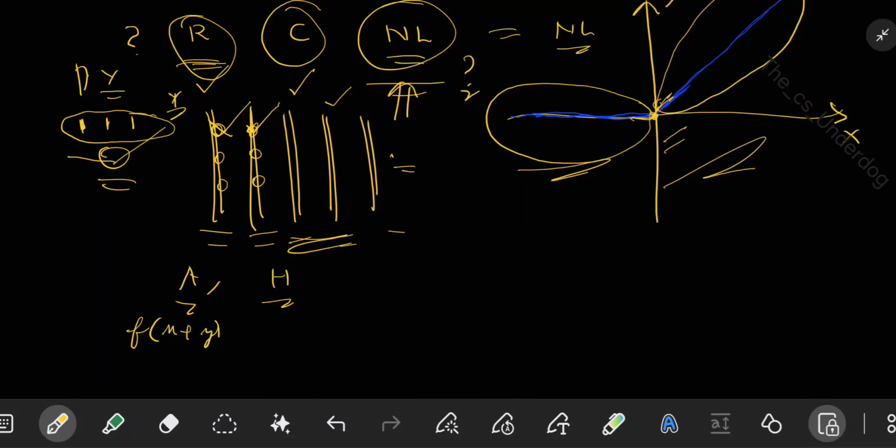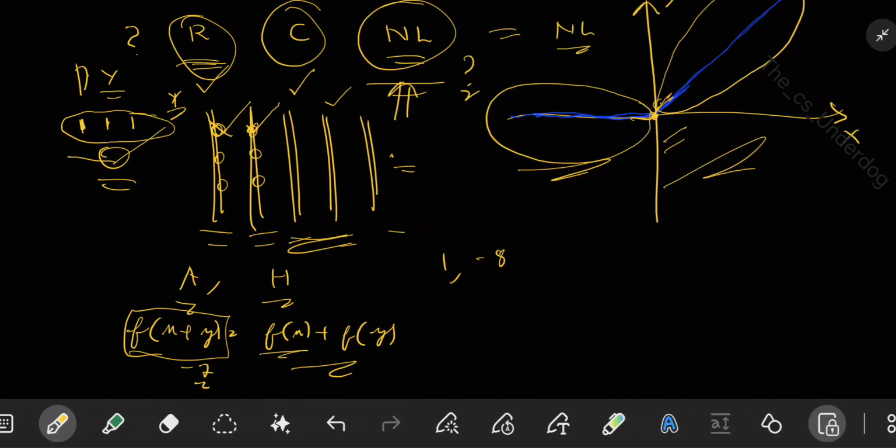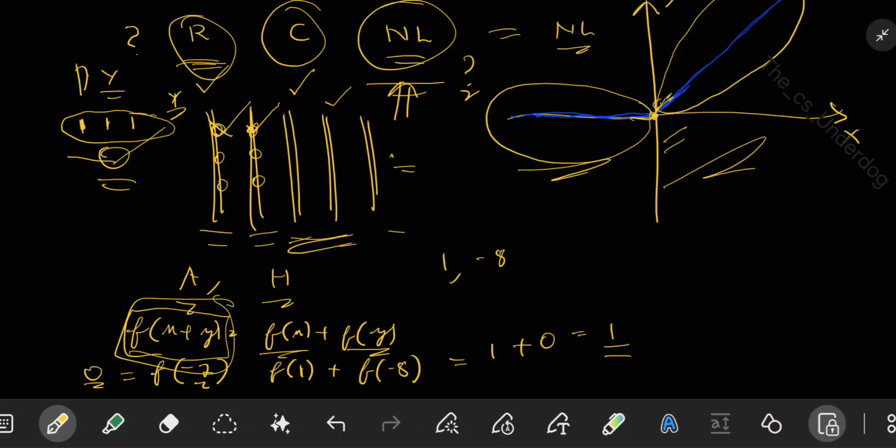Additivity says f of x plus y is equal to f of x plus f of y. If this is not followed, it is not linear. Let us take an example: x is equal to 1 and y is equal to -8. If you add them, f of x plus y is f of 1 plus -8, which is f of -7. F of -7 will be 0, because for negative values, ReLU is 0. But f of x plus f of y is f of 1 plus f of -8. F of 1 will be 1, f of -8 will be 0, so this will be 1. That would mean f of x plus y is not equal to f of x plus f of y. Then you can say it is not linear.